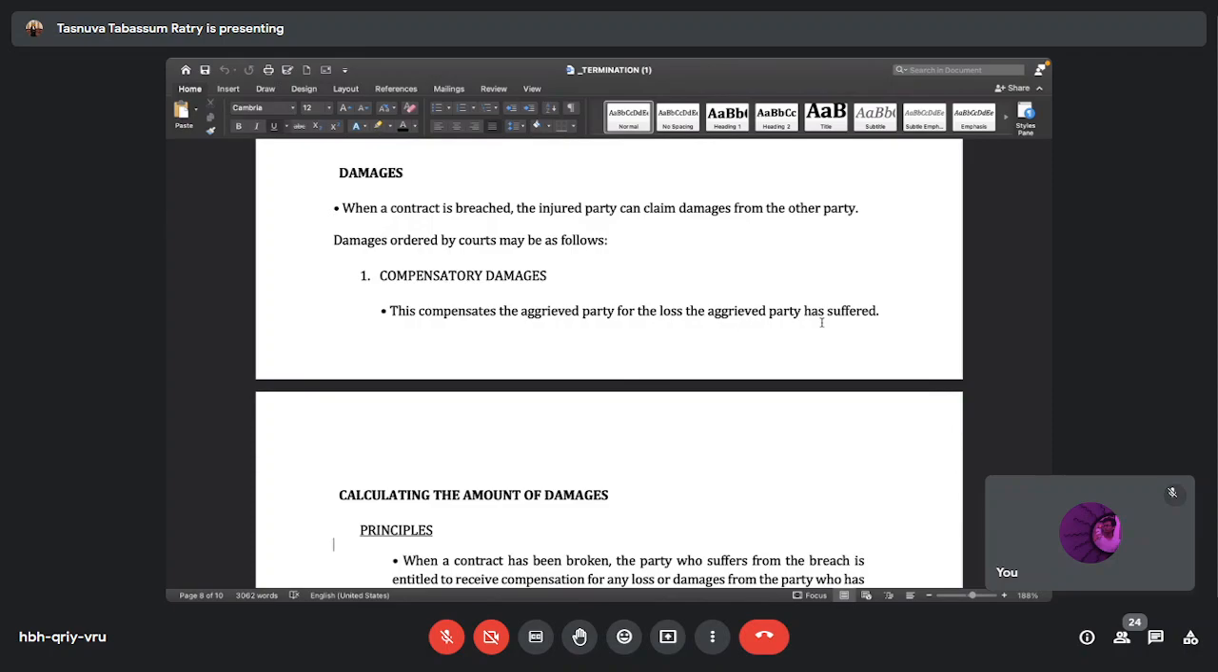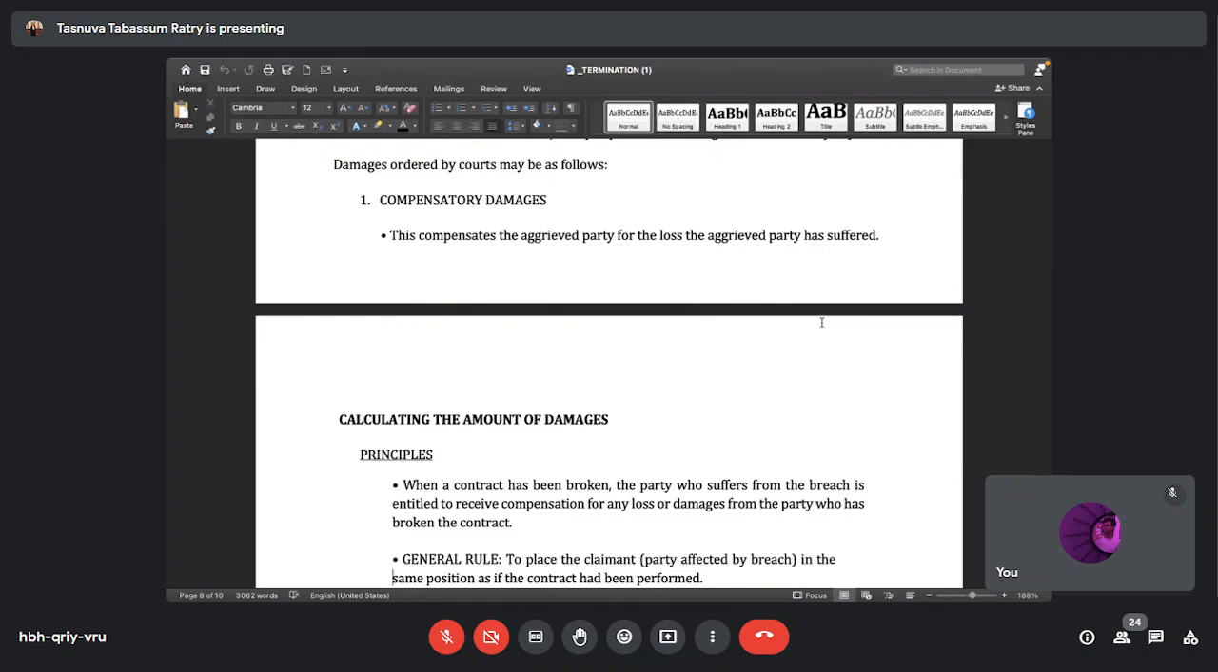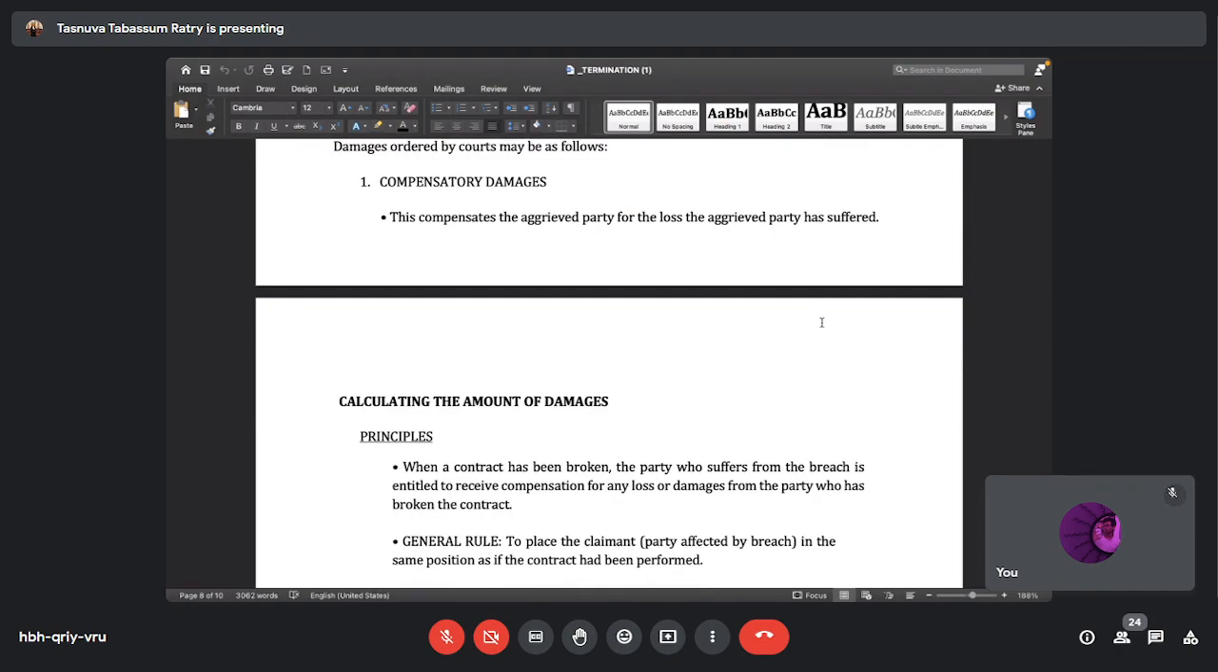So in terms of damages, what we're mainly discussing is compensatory damages. Compensatory damages is monetary compensation. When a contract is breached, of course a party suffers loss, right? The aggrieved party can claim the loss and the damage they suffered from the other party who has breached the contract. We call that monetary compensation the most normal mode of relief whenever there is a breach.